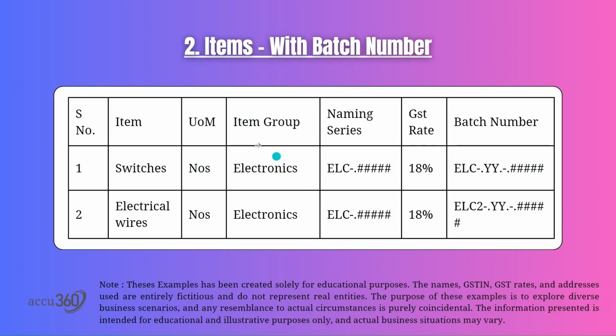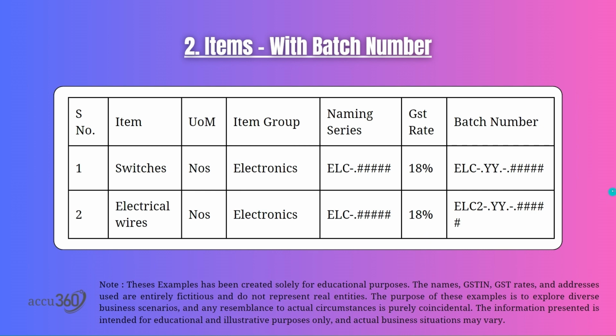So here is our second type of category, which is items with the batch numbers. Okay, so we have two items here, which is switches and electrical wires, and the default unit of measurement we will use is NOS, and the item group we are going to use is electronics, and the naming series is already configured on the item group, so we do not have to worry about it. Okay, then we have the GST rate of 18%. We will mention this GST rate on the item tax template itself.